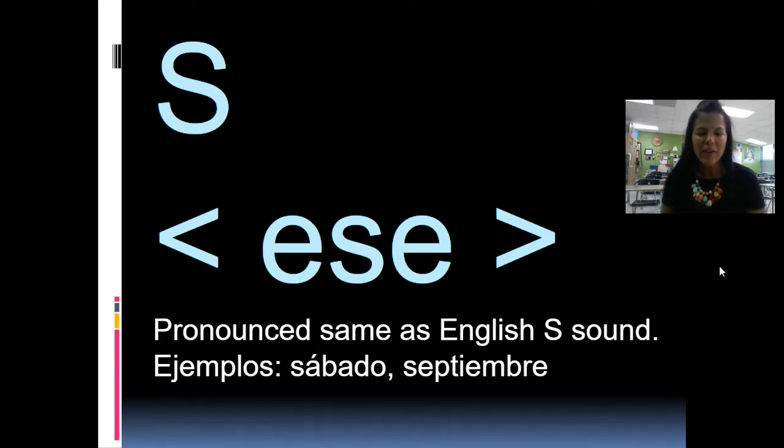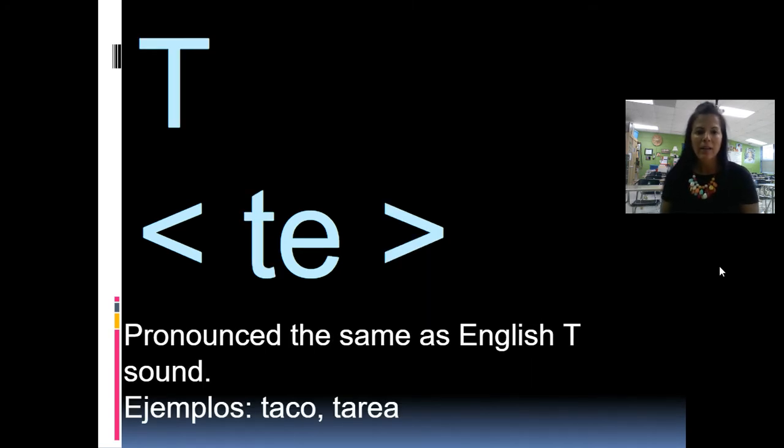So much fun. Okay. The S is pronounced the same as English S. So that one's easy. Sábado means Saturday. Septiembre, September. Te is your English T, pronounced the same as English. Taco, tarea. Tarea means homework.